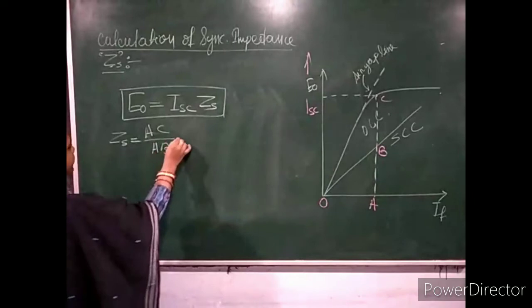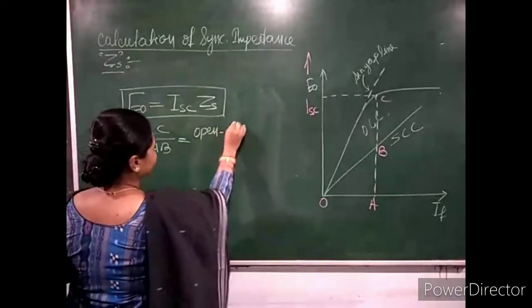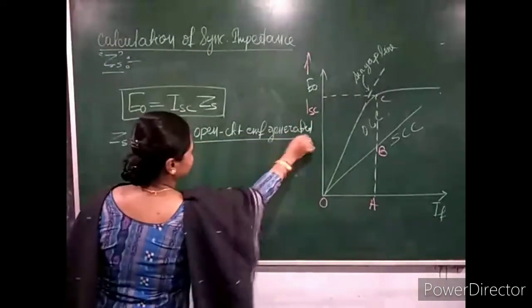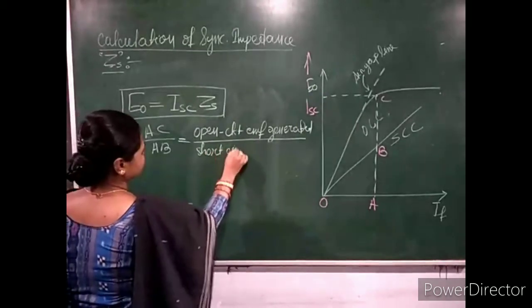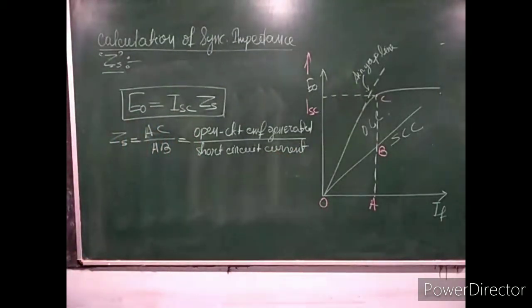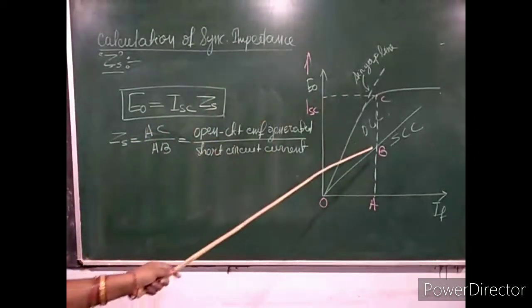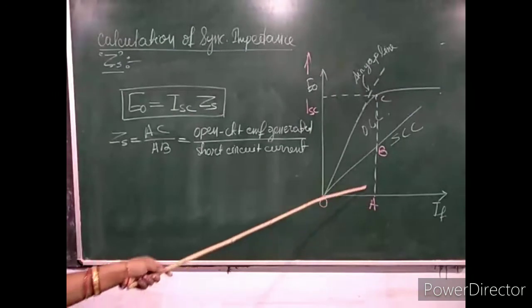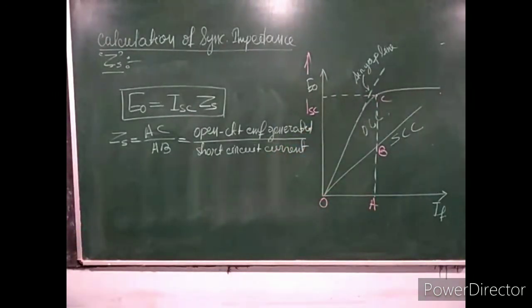AC by AB, that is open circuit EMF generated by short circuit current. Hence the definition of synchronous impedance: it is the open circuit voltage, the rated terminal voltage per phase, divided by the short circuit current corresponding to the same field current, which gives the value of ZS.